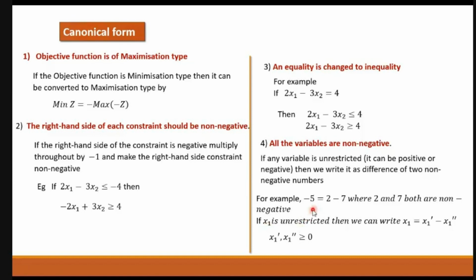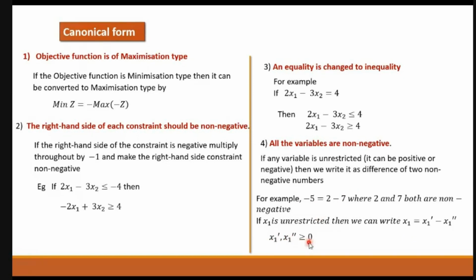-5 को हमने लिखा है 2 minus 7. 2 positive है, 7 positive है. As it is, if you see 7 is positive. So we are writing -5 as a difference of two positive numbers, where these 2 and 7 are greater than or equal to 0. So x1 dash and x1 double dash are greater than or equal to 0.